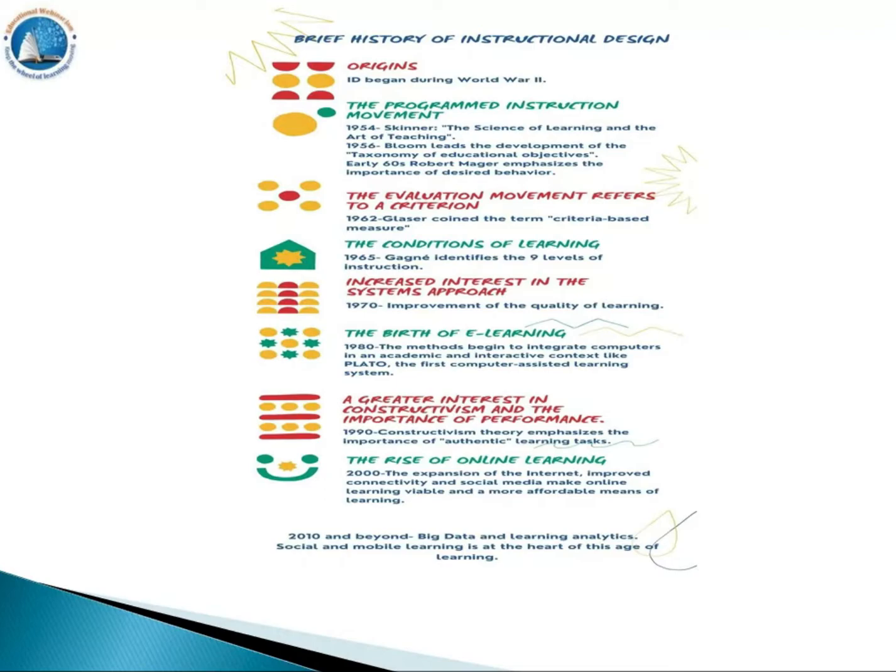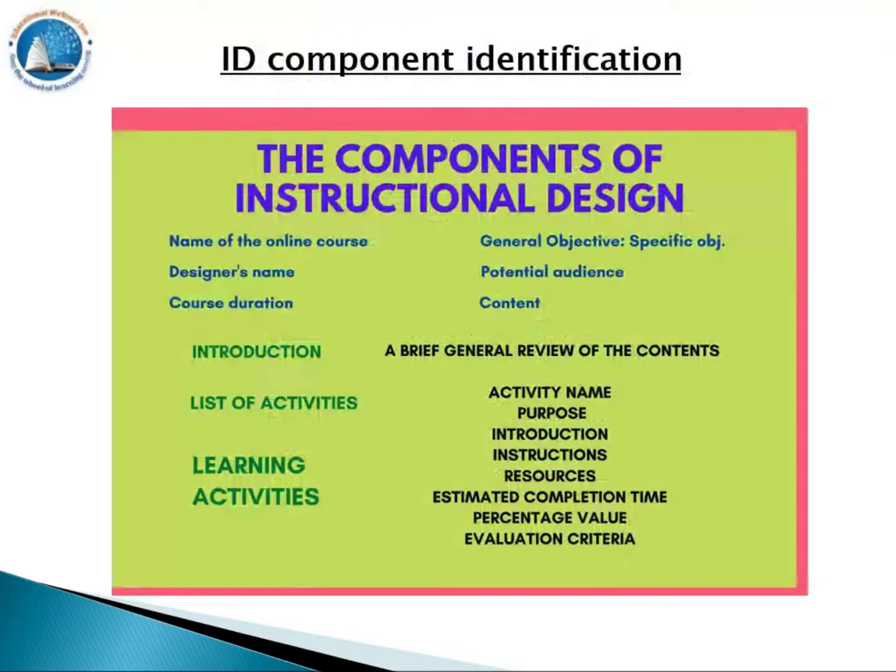Big data and learning analytics give us more information about how learning happens for each person, taking into account their own preferences. Social and mobile learning is at the heart of this age of learning. This brings me to the end of this point and leads me directly to the next one: the ID component identification.